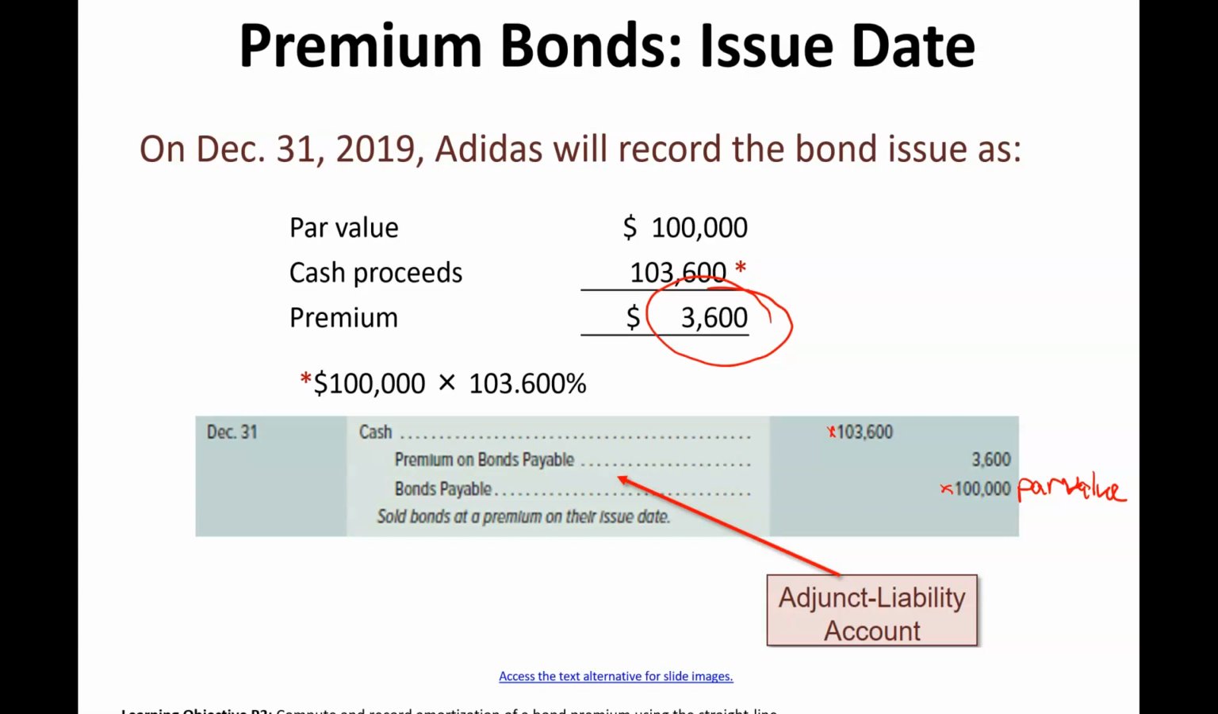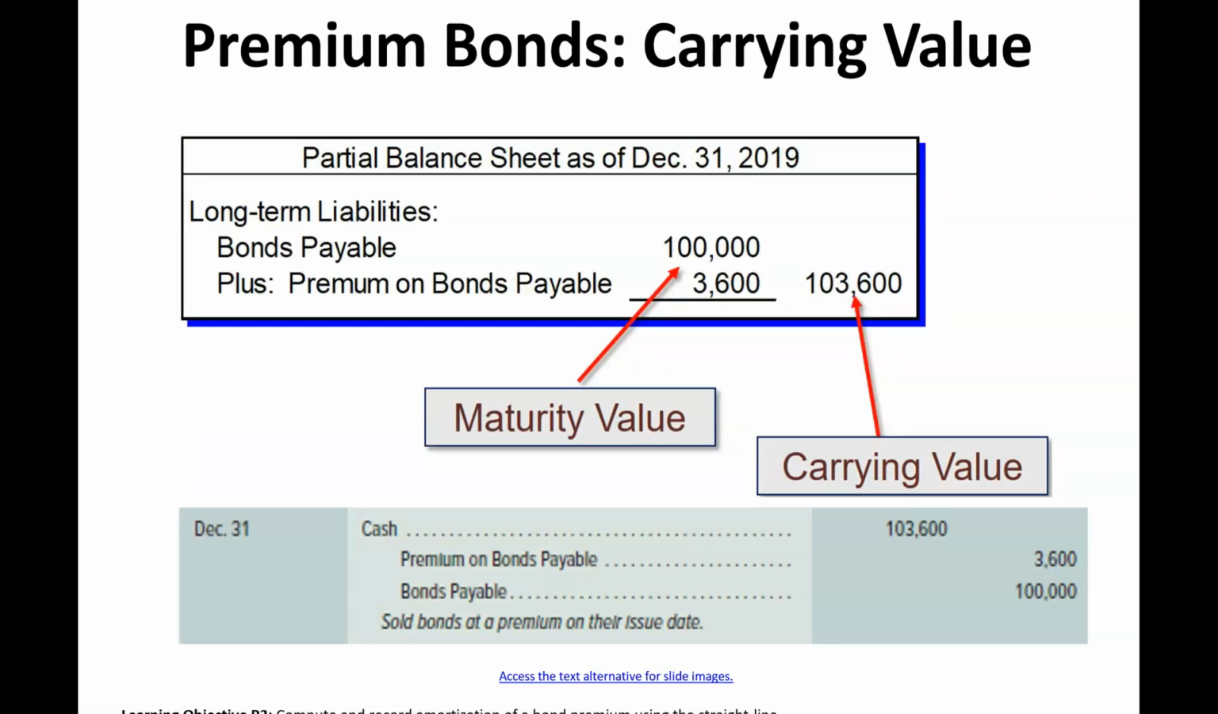And this is because they're earning more interest than what they would normally earn anywhere else. So we can charge them a premium. They will still buy it. When we had a discount, we debited discount on bonds payable, but this is a premium, so instead of a debit, it's a credit, and the account is called Premium on Bonds Payable. The carrying value is $103,600.